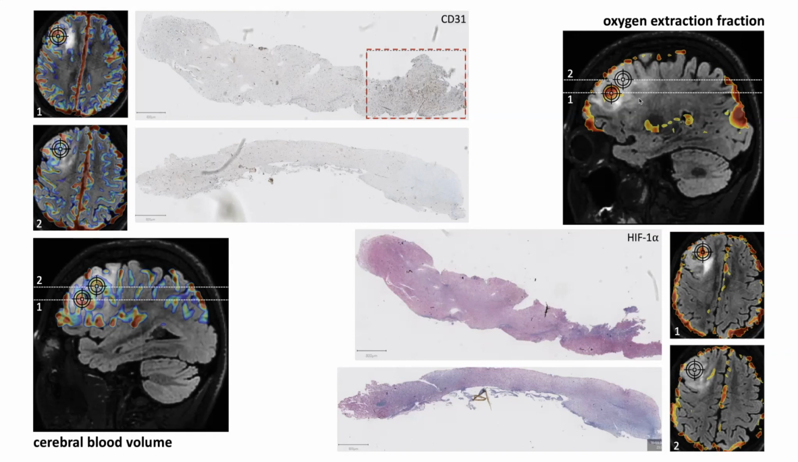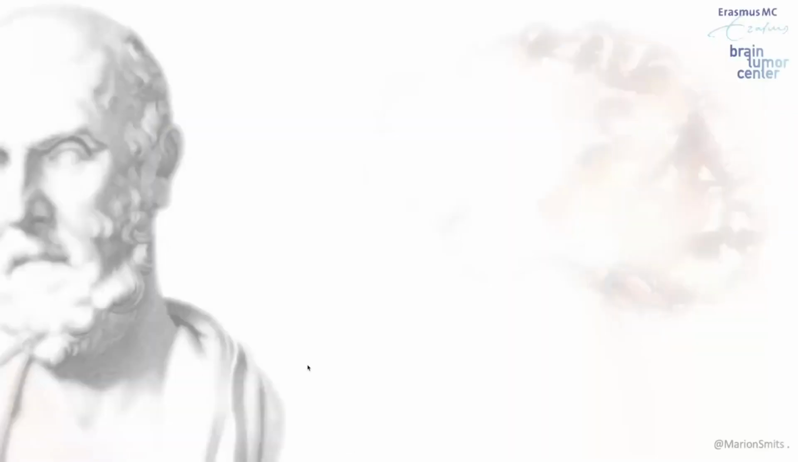And here we see the oxygen extraction fraction again for the first tissue sample. This is where we have HIF alpha staining, where a blue area gives you a much more anoxic tissue. So that's consistent with this area. So this is how we try to really understand our imaging and validate our imaging findings.